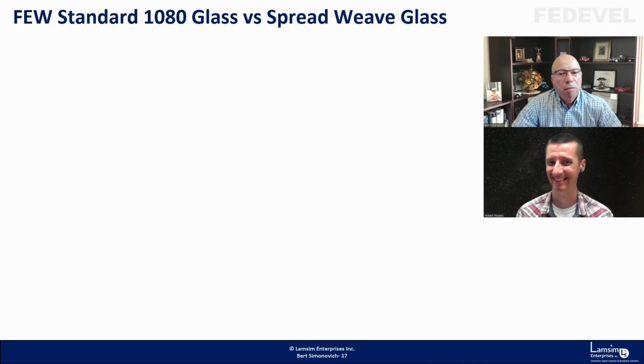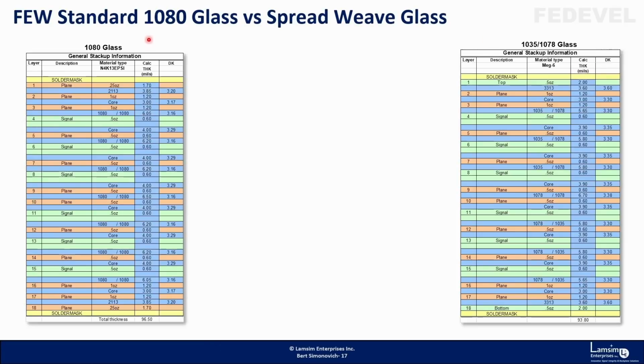So I want to show the effect if you don't consider skew. Here's a real world example for 1080 glass versus spread weave glass. Here are two different stack ups. It's exactly the same design, and we actually built a test demonstrator backplane a few years ago.